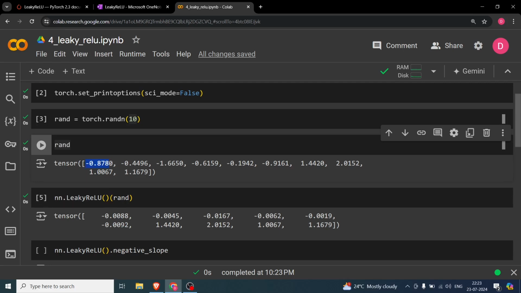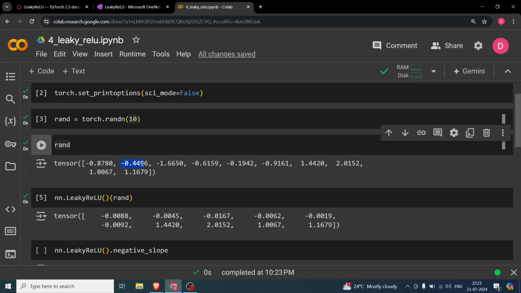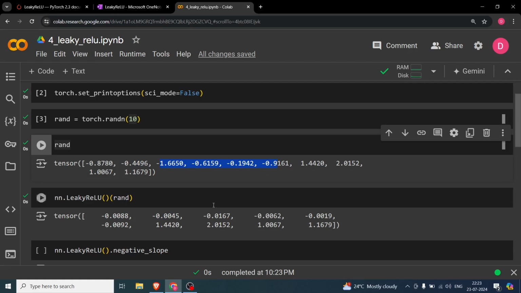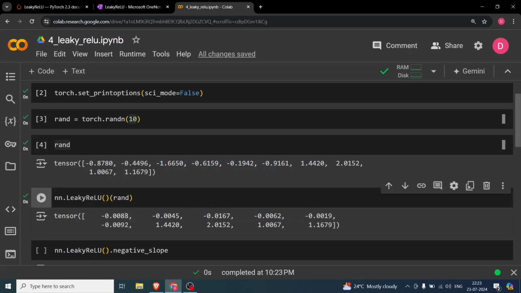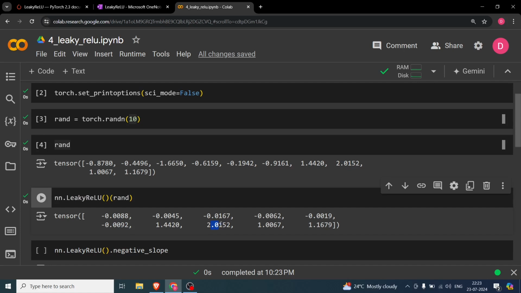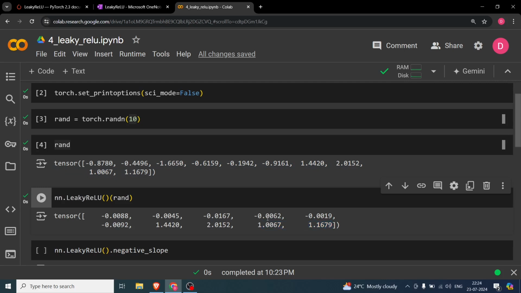If you take this number and divide by 100, you will be getting this. This is also a negative number, so again divide by 100, this is what you will be getting. All these are negative numbers, all of these numbers have been divided by 100. However, the positive numbers have been just kept the same. Here again you can see the positive number, it is again the same. All these positive numbers over here have basically been kept the same.